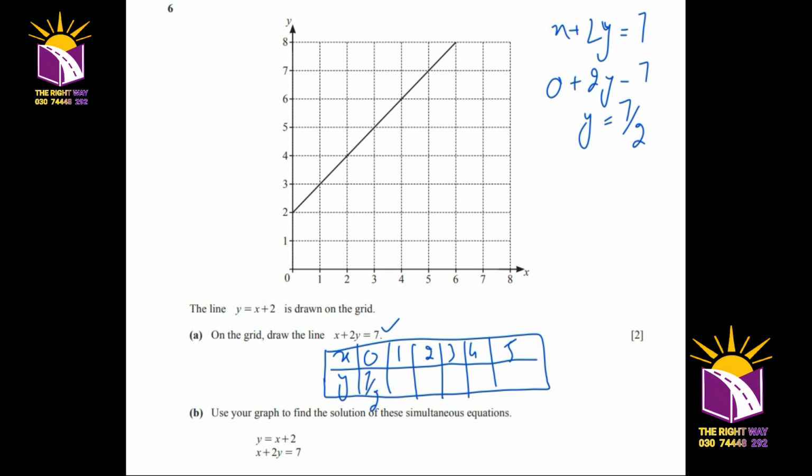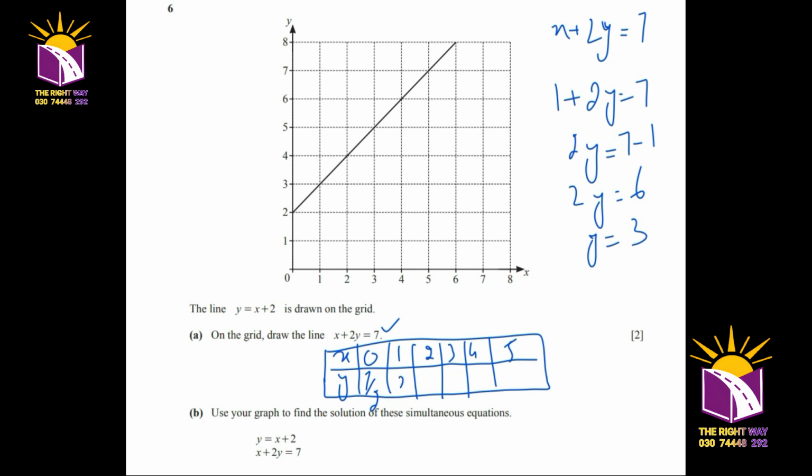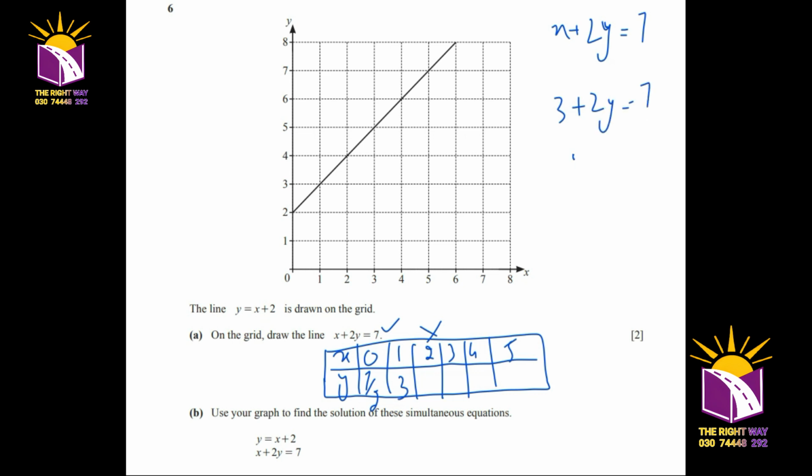When x is 1, so 1 plus 2y is equal to 7. 2y is equal to 7 minus 1. 2y is equal to 6 and y equals 3. So y will be 3. For x equal to 2, 7 minus 2 is 5, so I'm not using 2. I am moving toward 3. So 3 plus 2y is equal to 7. 2y is equal to 7 minus 3. 2y is equal to 4 and y is equal to 2. So for 3 we get 2.